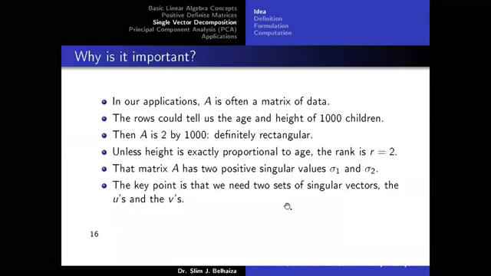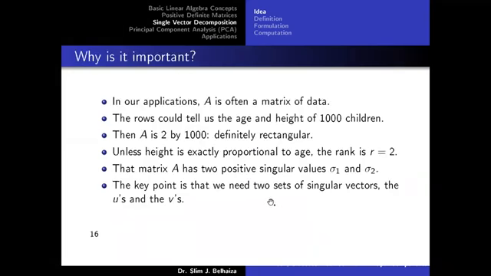Why is it important? Because in our applications here, most of the time, we do not have square matrices. So A for us is often a matrix of data, and the rows could tell us, for example, the age and height of 1,000 children. So basically, one of the dimensions is 1,000, and you have just two criteria, age and height. So the matrix is not square. Unless the height is exactly proportional to the age, which cannot happen, the rank is two.